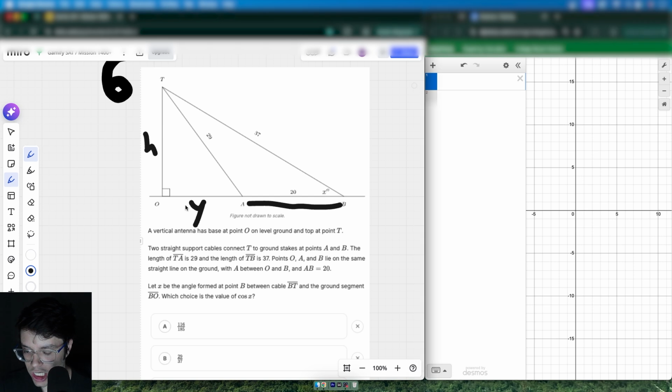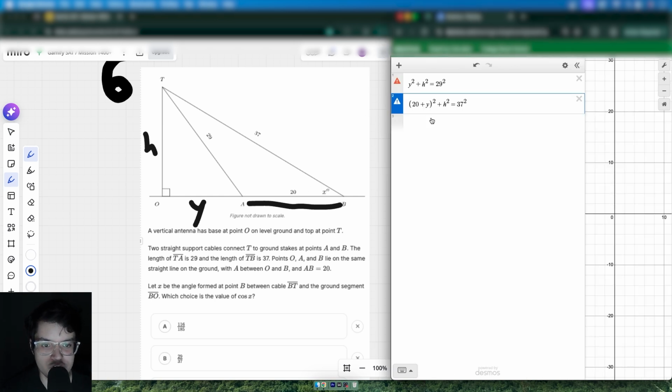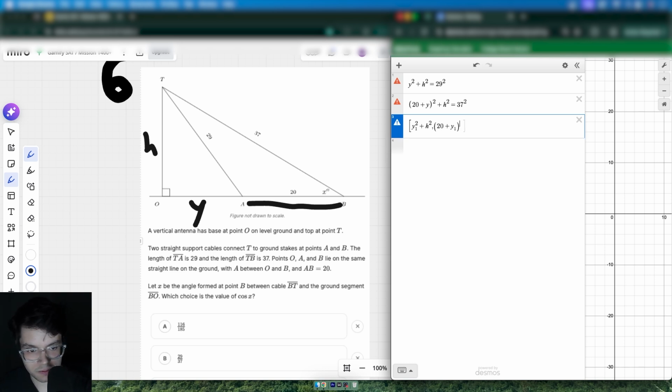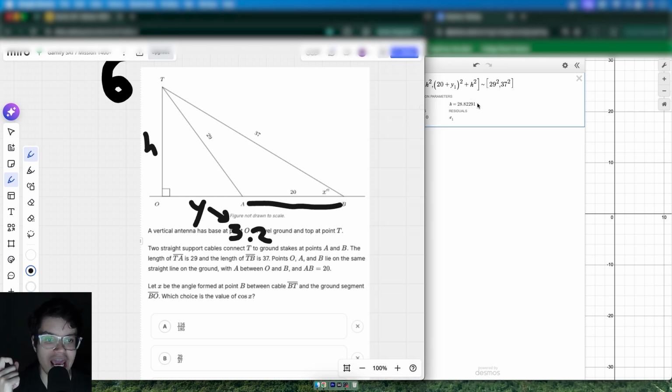Okay, one equation we can do, y squared plus h squared must equal 29 squared according to the Pythagorean theorem. So we can write that. Another thing we know, (20 plus y) squared plus h squared must equal 37 squared. Okay, so we have those two, and it's giving an error here because we have h here and we already have an x. So what I'm going to do is write this into regression form. If you want to see my video on what regression form is and how to do that, you can check the other video I have on the channel about regression. But that's what I'm about to do here. We see here when we do that, y is equal to 3.2 and h is 28.82.